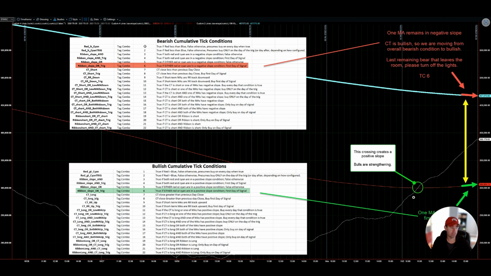The CT is crossing into the colored ribbon, which causes the red to change to a positive slope. We still have a negative slope in our market model total, but again, this is another state change and trigger as we discussed, that the market is strengthening and the bulls are trying to regain control.